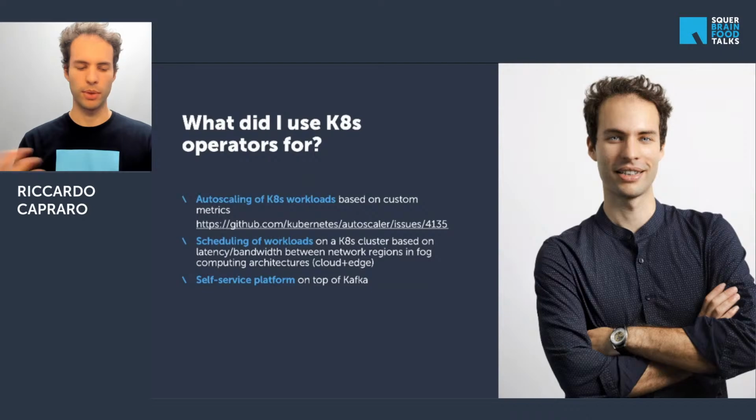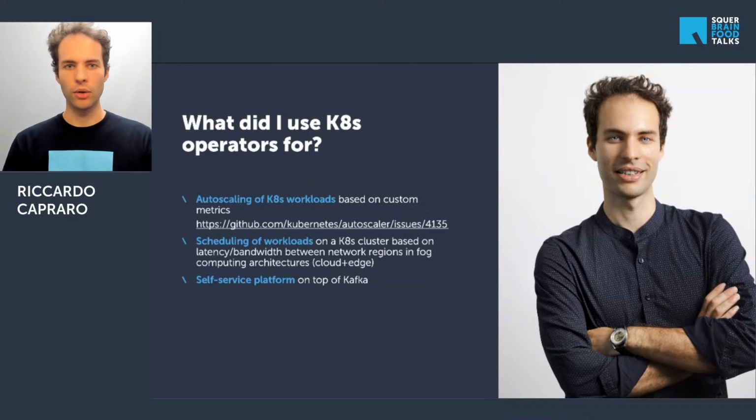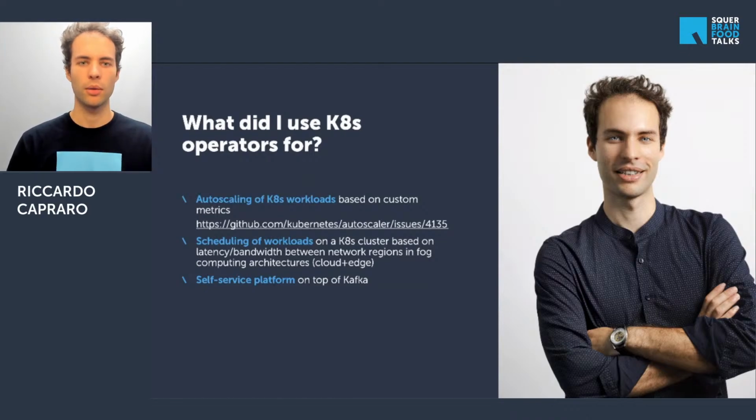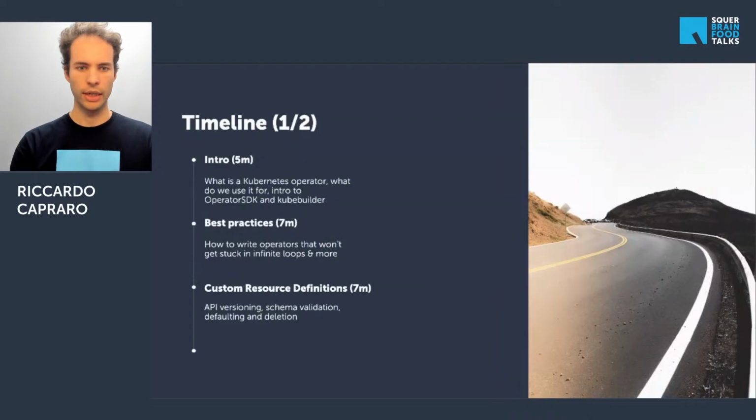Scheduling: you have your custom metrics, you do your autoscaling, and you can also build a scheduler in Kubernetes and still use custom resources and operators to do custom deployment, for instance, on network regions with different constraints. Now, lately, I've been using it to build a self-service platform on top of Kafka, where our users can provision Kafka resources via our platform, and our platform is basically an operator and a set of custom resources.